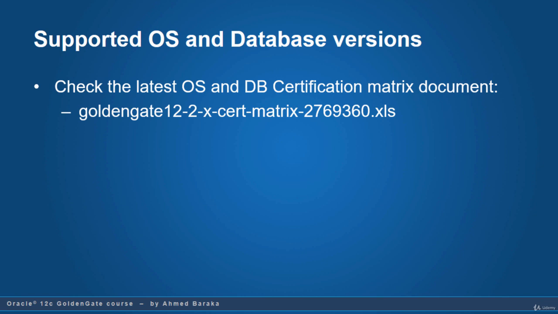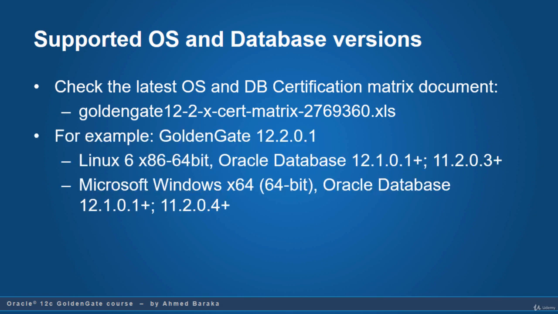You need to refer to the GoldenGate certification matrix document to know the supported operating systems and database versions. At the time of creating this video, the document Excel sheet name is as shown in the slide. Just Google that name and you would get a copy of it. Of course, you need to make sure that you're getting the latest version of that document.